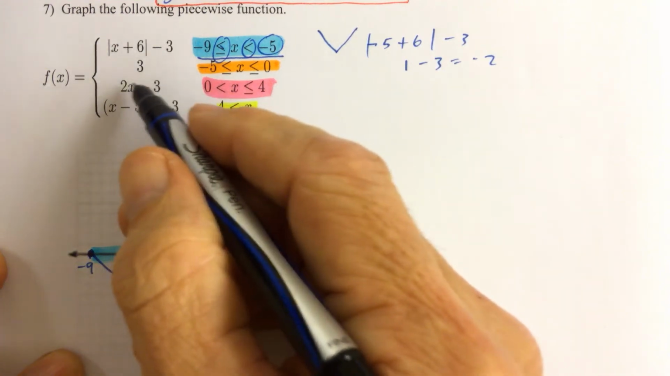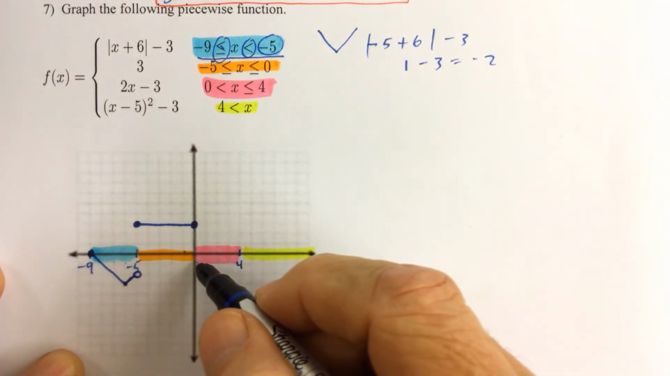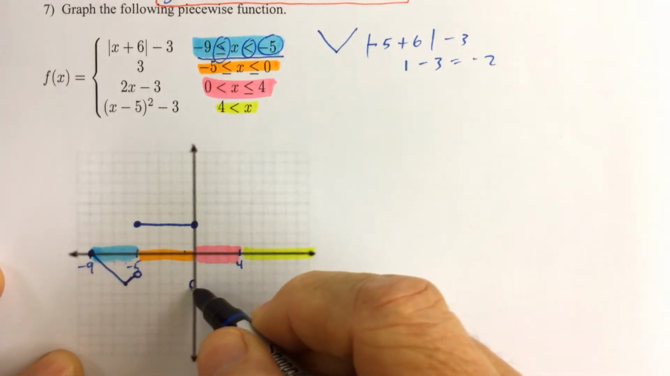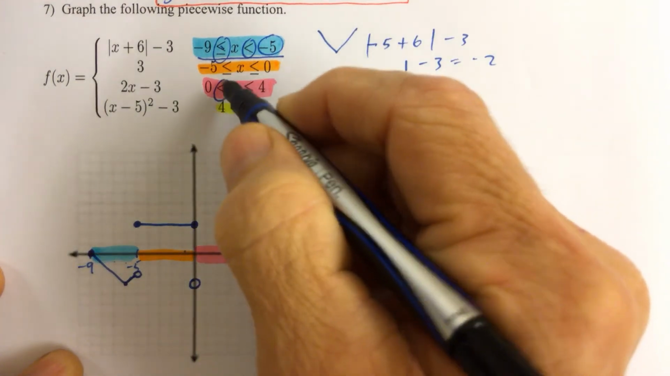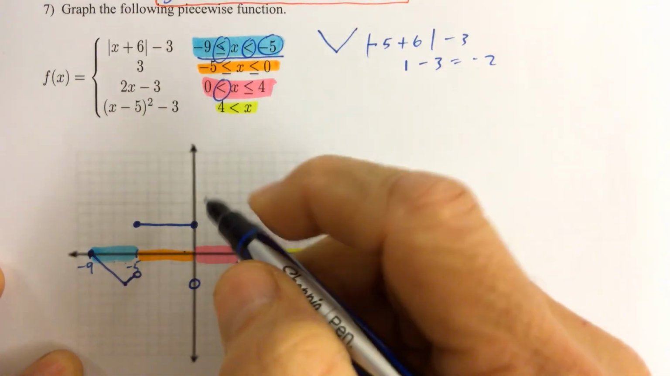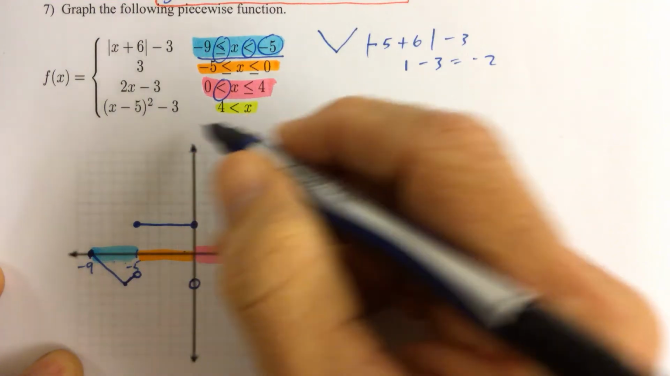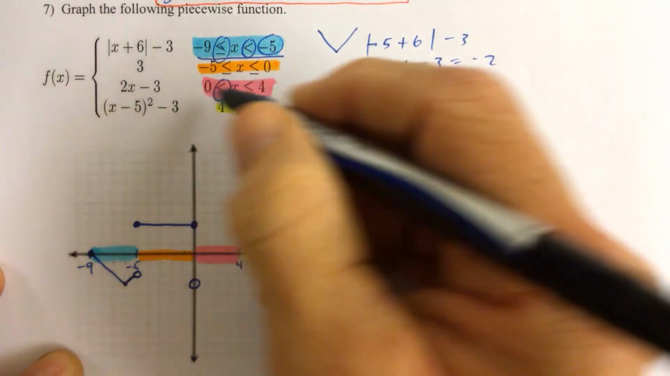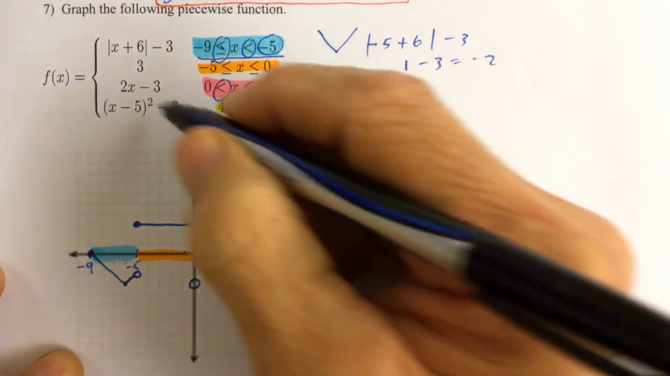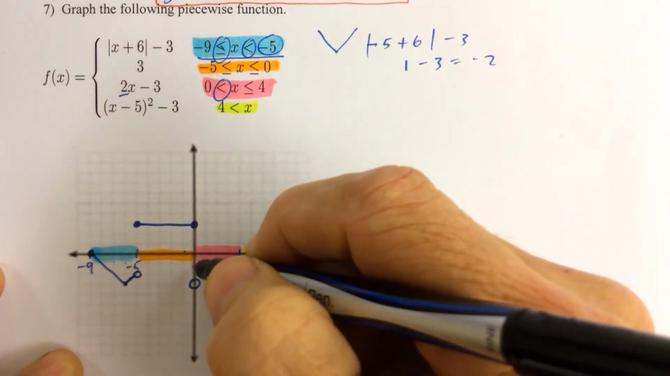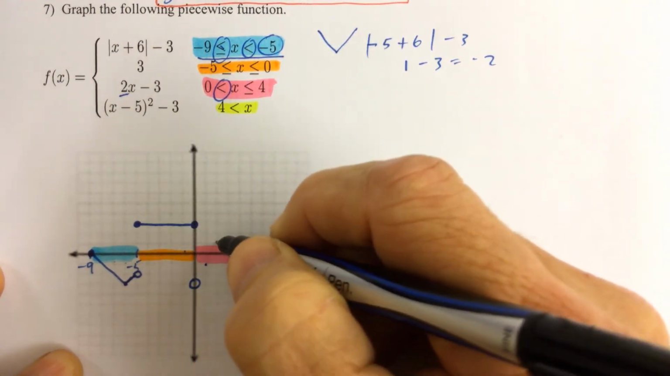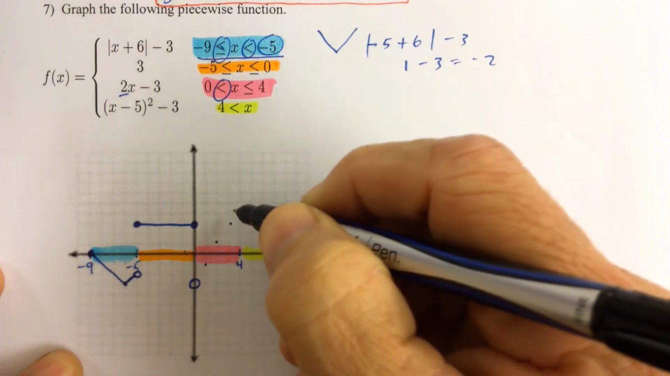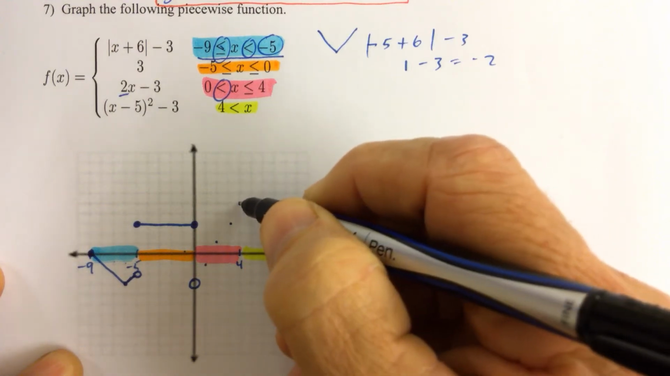The pink region, 2x minus 3. We have a y-intercept of 1, 2, 3, but there's an open circle there because of that x greater than 0. And we're going to go all the way from 0 to 4. So we go up 2 and over 1. The slope is 2. Up 2 and over 1, up 2 and over 1, and then up 2 and over 1, and we have an endpoint right there.